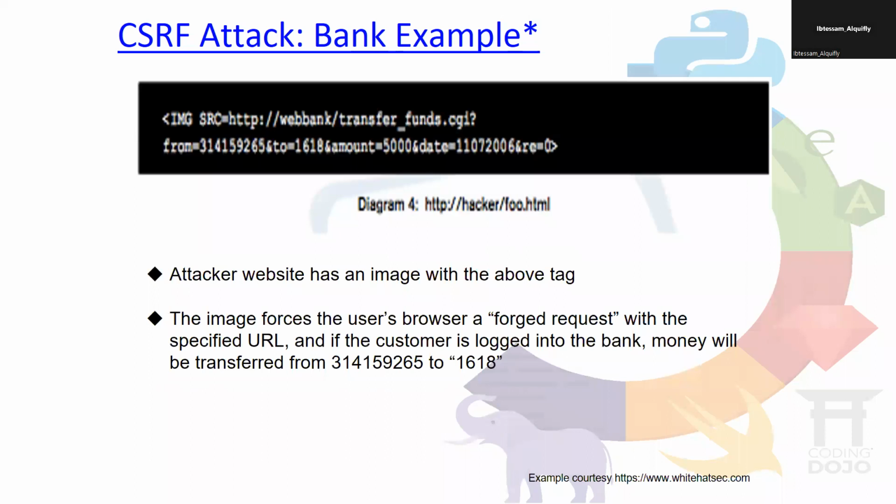Okay, guys? So this is basically what's happening. I hope this is clear. The attacker's website has an image with an img tag. The image forces the user's browser to forge a request. And again, that is why they call it cross-site request forgery, because this specific image will force the browser to forge a request with a specified URL, and since the customer is logged into the bank, money will be transferred from this account to this account. Okay, guys? So far, so good. I'm just trying to simplify how CSRF attacks are done.